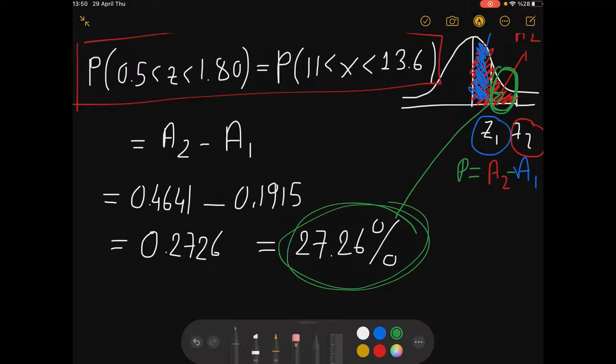Okay, that is all about the normal distribution. Of course, you need to make some practices on your own as well. Thank you for listening.